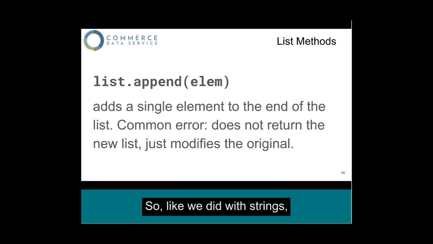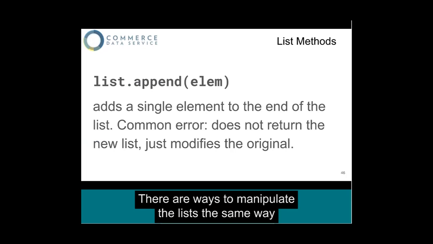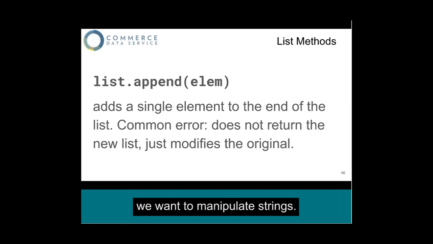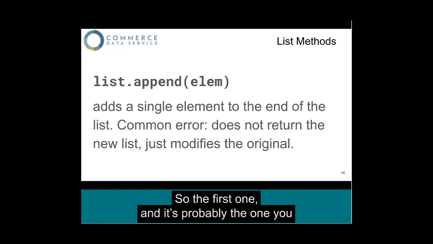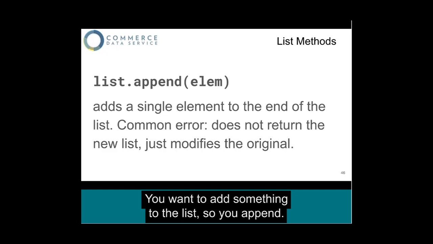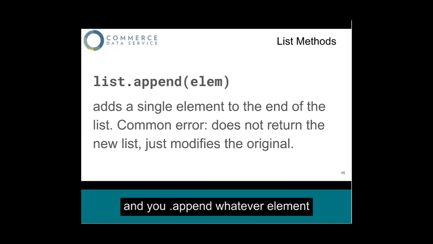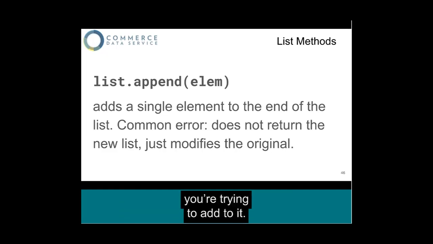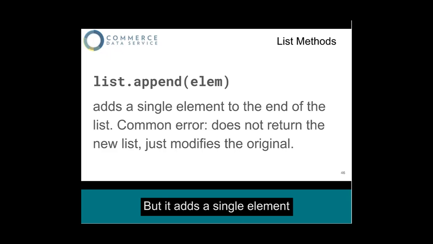So, like we did with strings, lists also have methods on them, and they're very useful in the same way they are for strings. They're ways to manipulate the list in the same way we want to manipulate strings. But they're also, you can imagine, a little different. The first one, and it's probably the one you will use the most often for lists, is append. You want to add something to the list. So you have a list you define, you do dot append whatever element you're trying to add to it. And it adds a single element to the end of that list. It just adds it to the end.